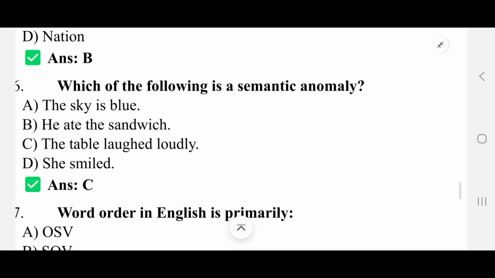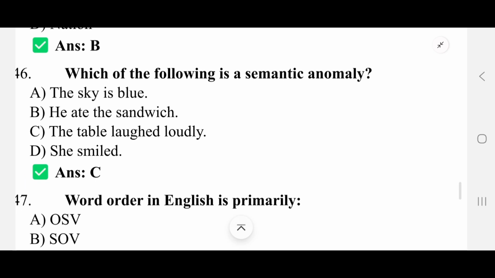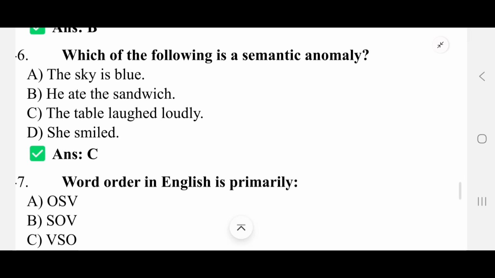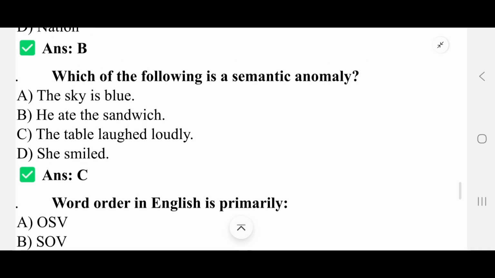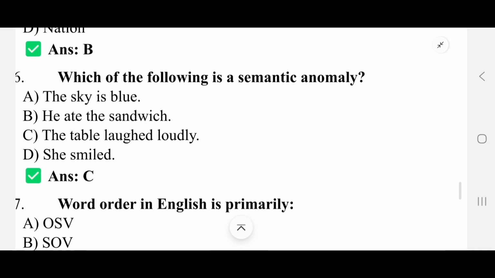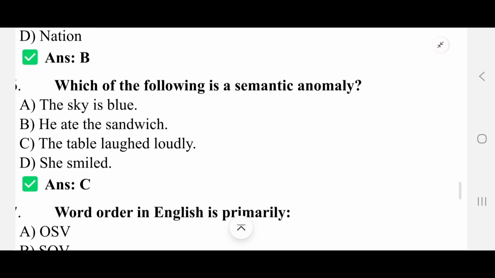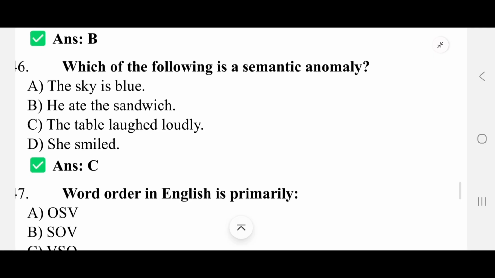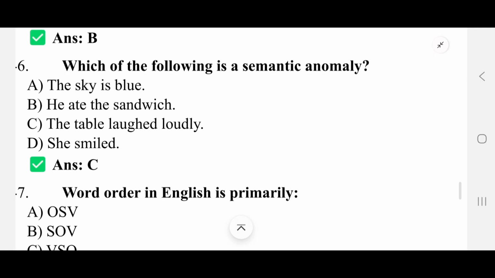Which of the following is a semantic anomaly? The sky is blue. He ate the sandwich. The table laughed loudly. She smiled. Semantic, meaning wise, there is one confusion. The answer is option C.